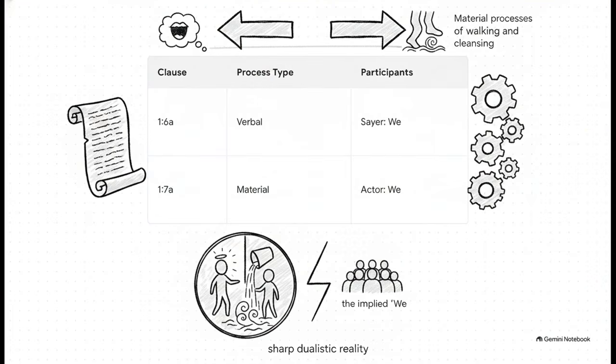Drilling into the ideational plane, there is a very sharp alternation happening right across clauses 1.6 and 1.7. We're looking at a tightly woven matrix that alternates between verbal processes of false claiming, like in 1.6a, and material processes of walking and cleansing, like peripatōmen in 1.7a and katharizei in 1.7d. The discourse is structuring a very sharp dualistic reality. It maps participant roles, like the implied we acting as the sayer or actor, directly against divine participants who act as the absolute active agents of the material cleansing processes.